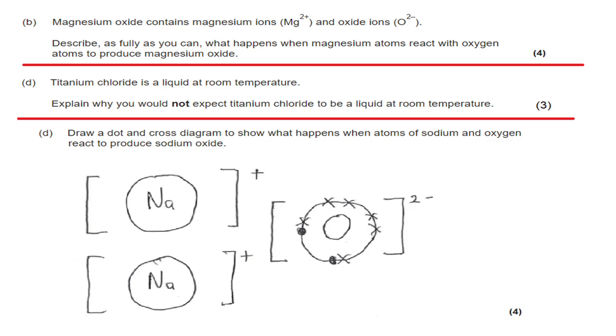Again, same 4-mark answer. Part D, titanium chloride is a liquid. Why would you not expect it? Well, it's an ionic compound and it should have strong electrostatic attraction, so it should be a solid. There's the final 4 marks for that dot cross diagram there. That's easy marks if you ask me.